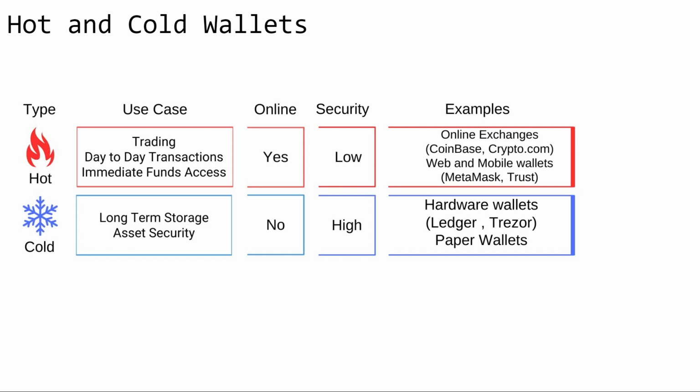So let's look at hot and cold wallets. A hot wallet is a crypto wallet that is connected to the internet, either through a computer, smartphone, or other device. Hot wallets offer convenient access to funds, allowing users to quickly initiate transactions and interact with dApps. Due to their online nature, hot wallets are more susceptible to hacking attempts, malware attacks, and phishing scams.